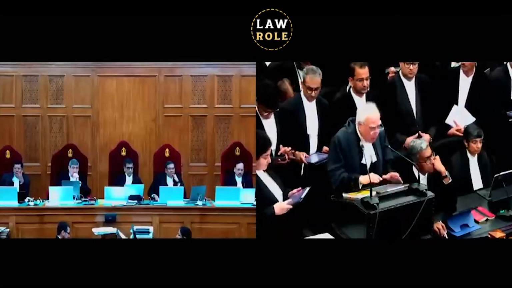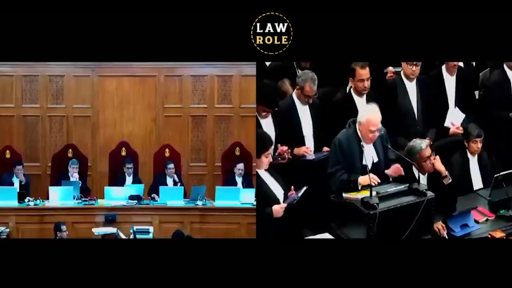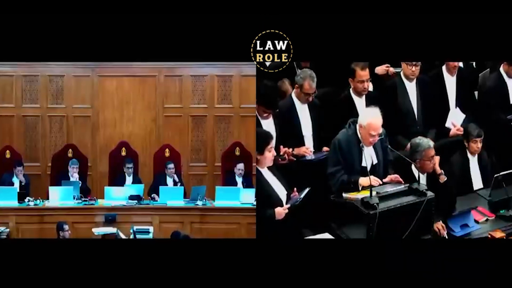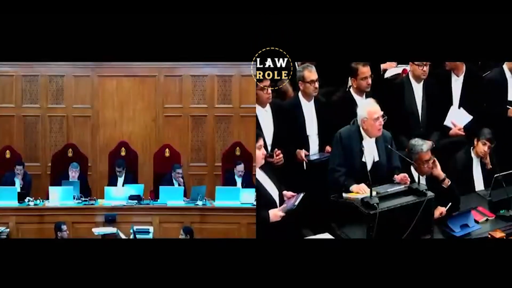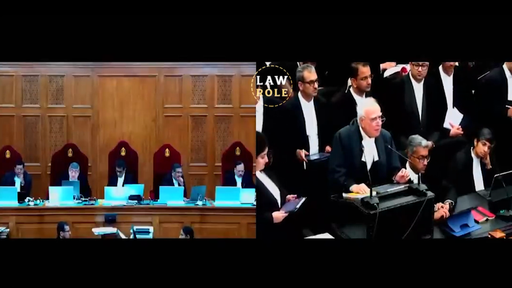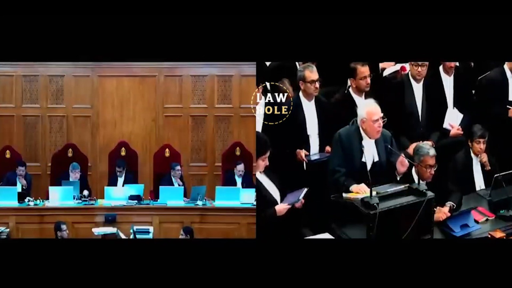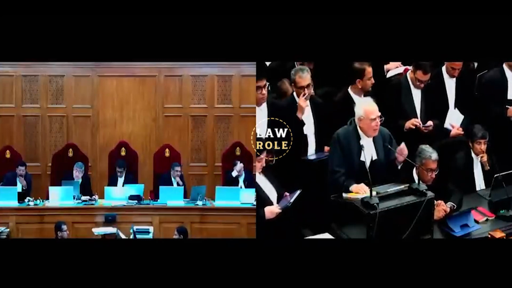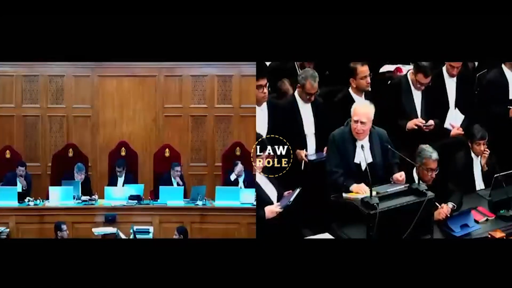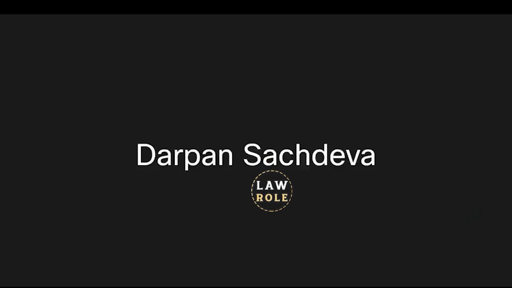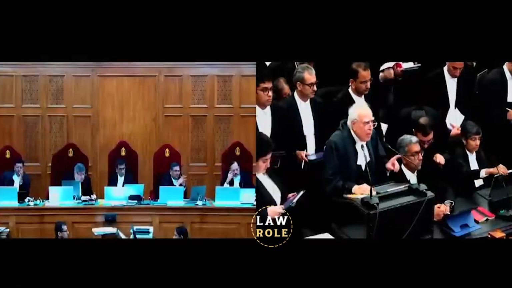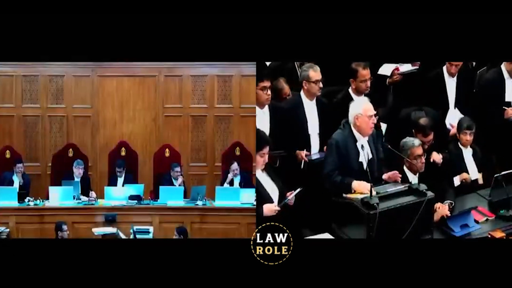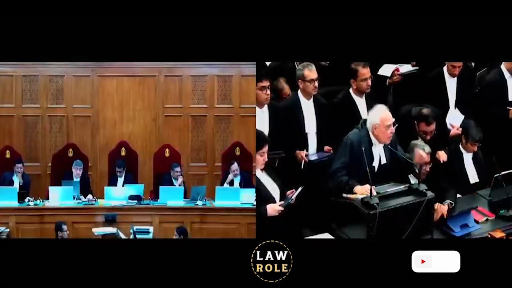Now, most important, My Lord, in the context of what we've been arguing all of yesterday and today, is 147. So, My Lord, you cannot amend 370 as it is made applicable by the constitutional order made applicable to the State of Jammu and Kashmir. So no legislature can even move a bill. This is what makes it permanent.